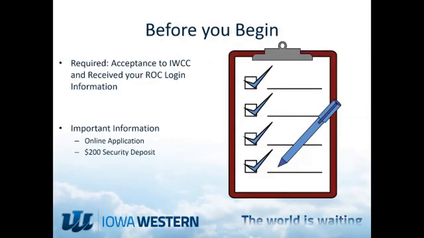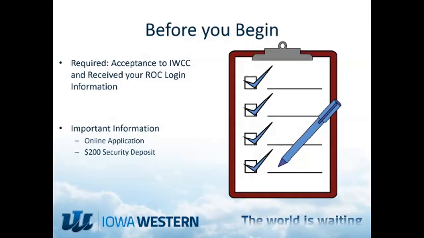Now, before we begin, there are a couple of items I need to go over. First, before you can work on the housing application, you must be accepted to IWCC and you have to have received your ROC login information. If you haven't yet received this information, just be a little patient. It usually comes just a few days after you've been accepted to Iowa Western.